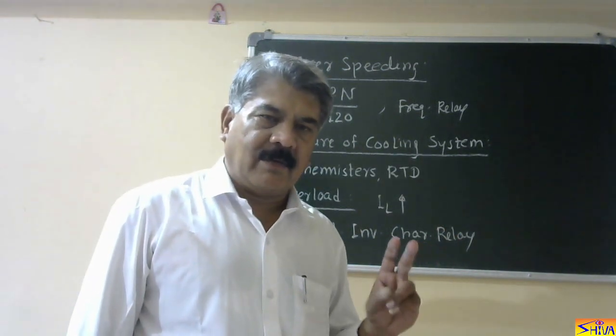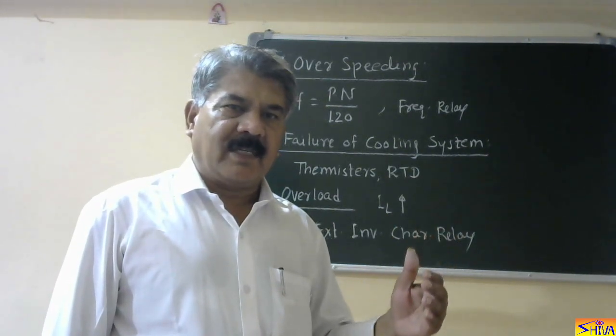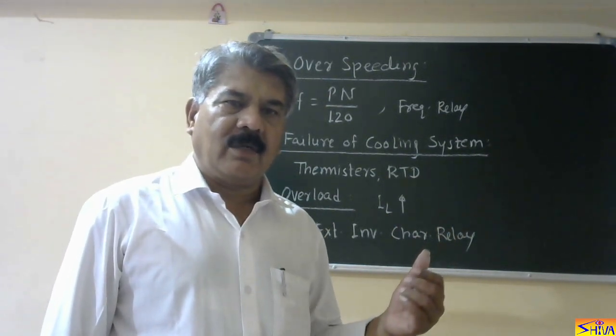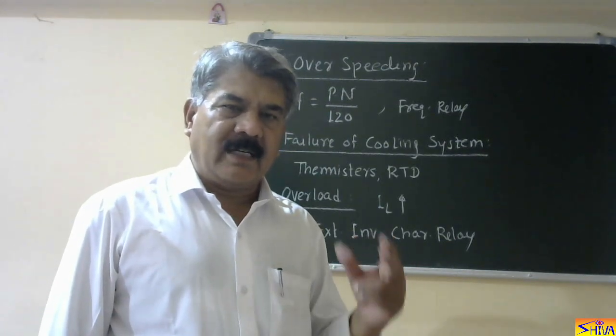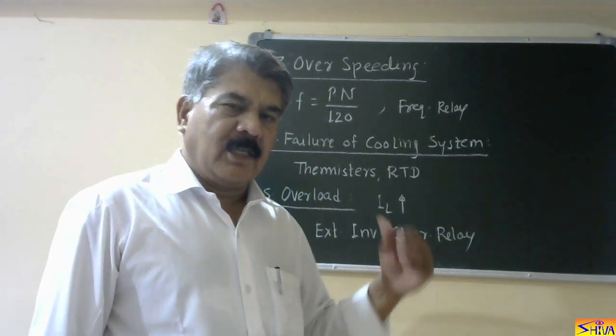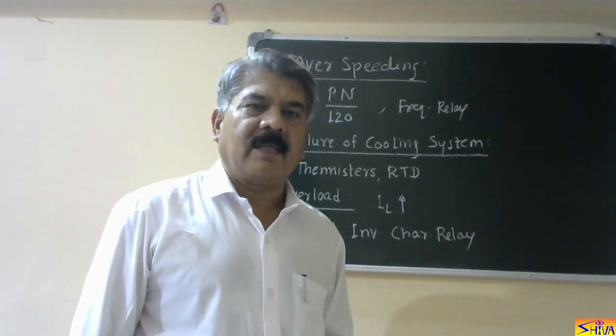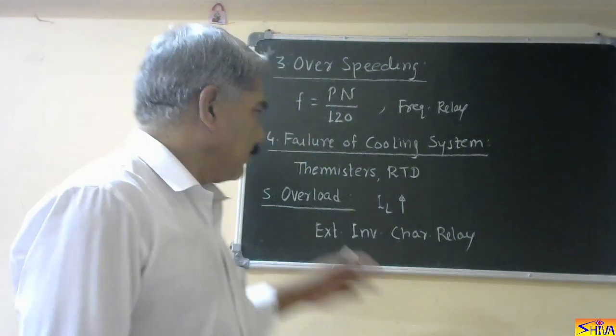So this system can work in two ways. Number one, if there is a slight increase in the temperature, then an alarm can be sounded in the plant control room. So that indicates that there is some problem with the cooling system. And if this persists for a long time, and temperature goes beyond a certain limit, then the generator can be tripped.